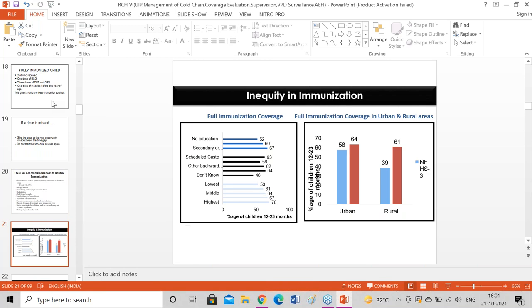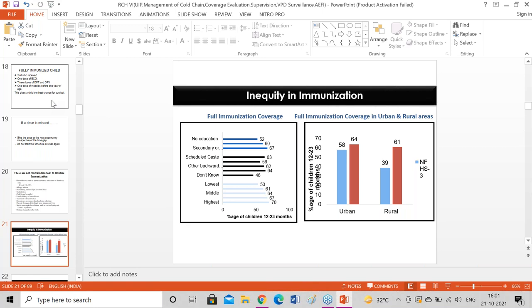So obviously there has been inequity in immunization. This is older data. We will check for it in the next phase of NFHS, but as we all know, there definitely is an inequity in immunization, or even in the provision of healthcare services. And I hope you know the difference between equality and equity, because that is important.